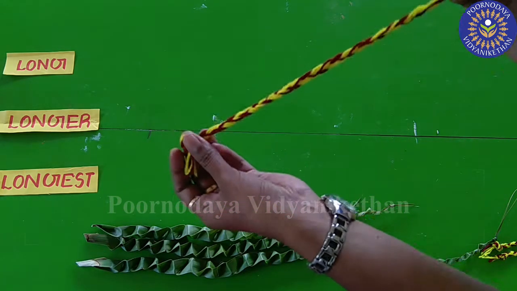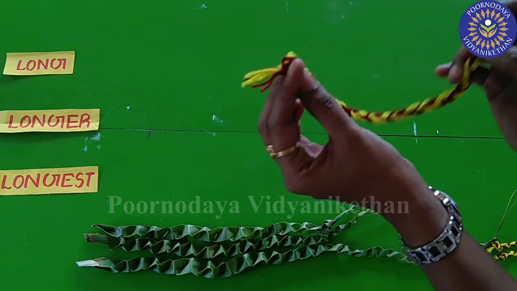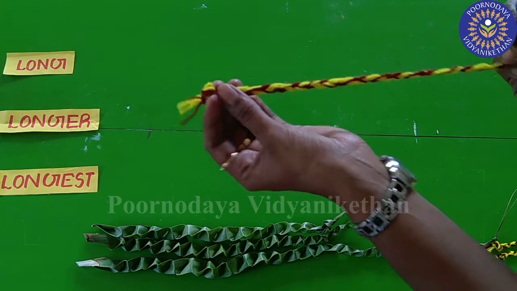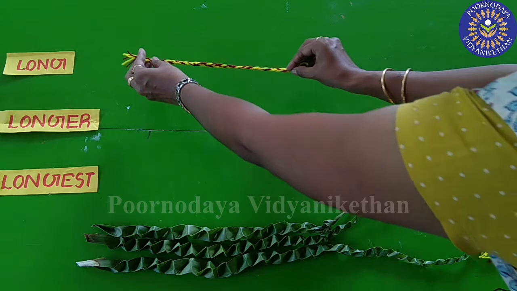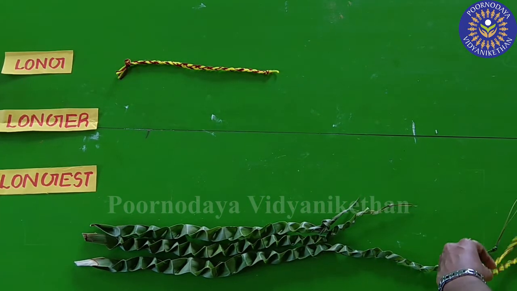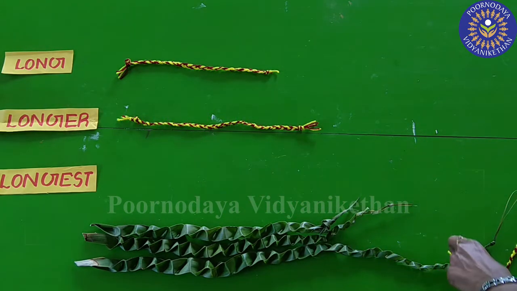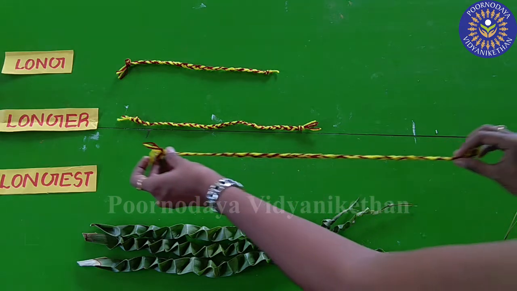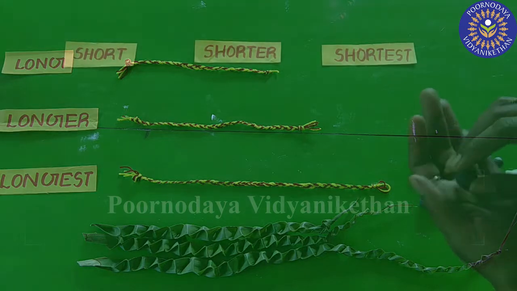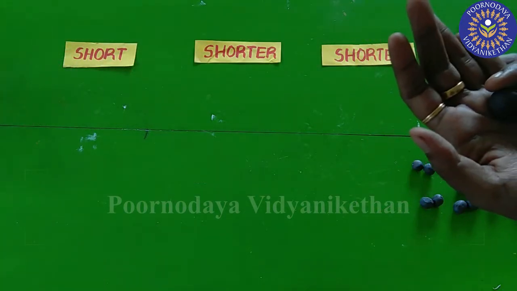Now I have yarns with me. Look here. I made earthworms with these yarns. Can you order them as long, longer, longest? I am going to order this according to size. Long, longer, then longest. Now I have some clay with me. We can make caterpillars with this clay.